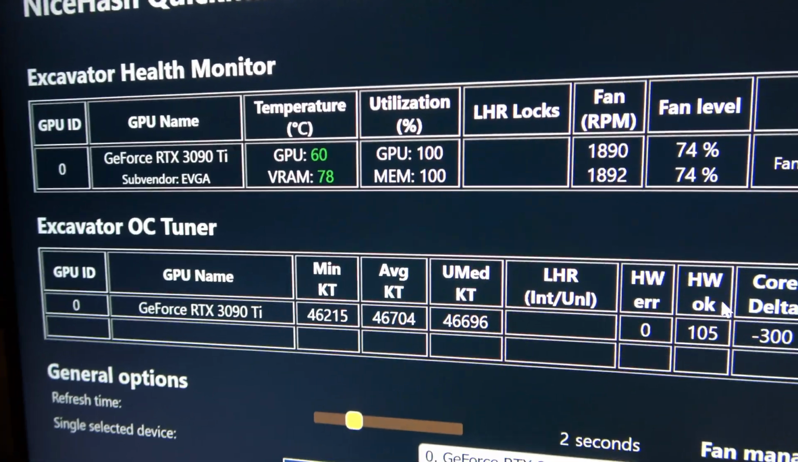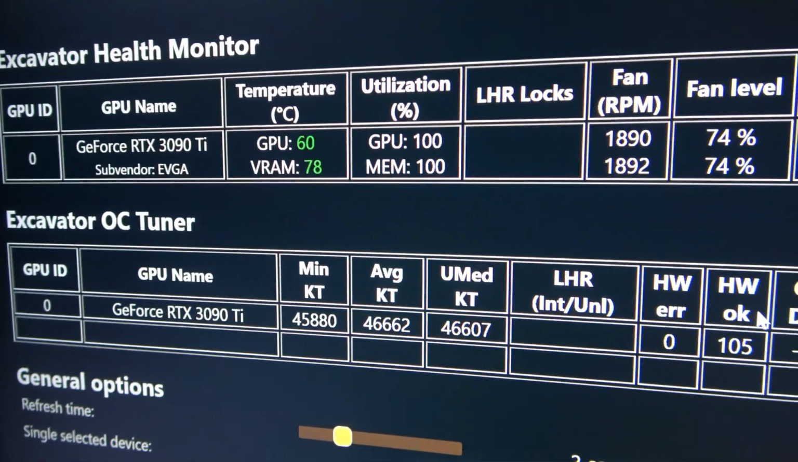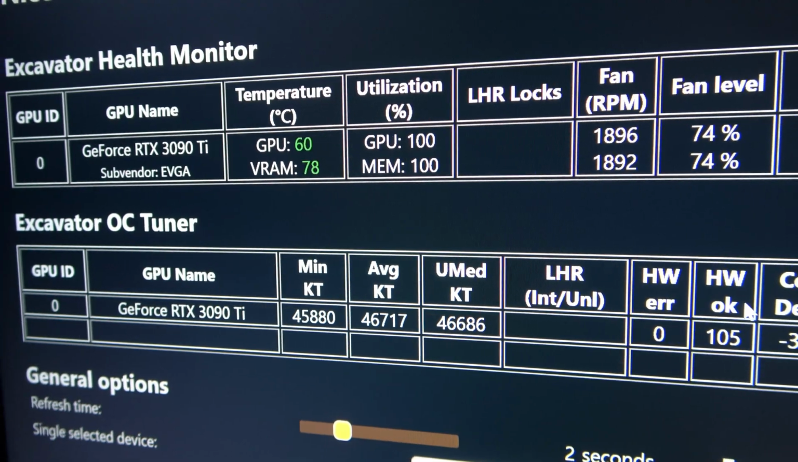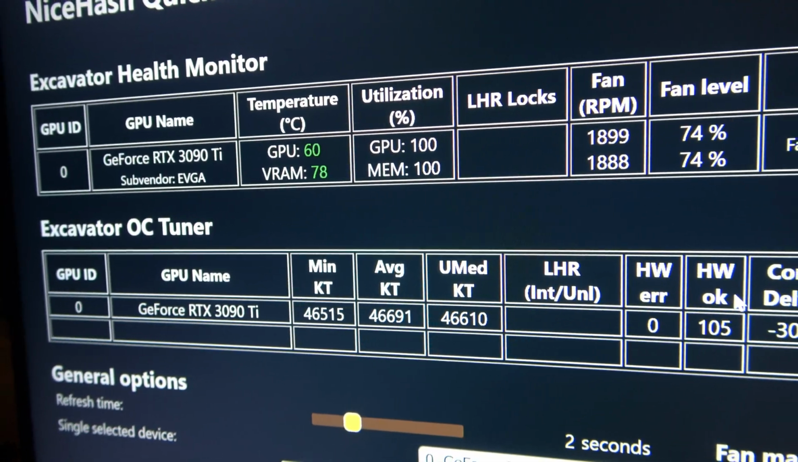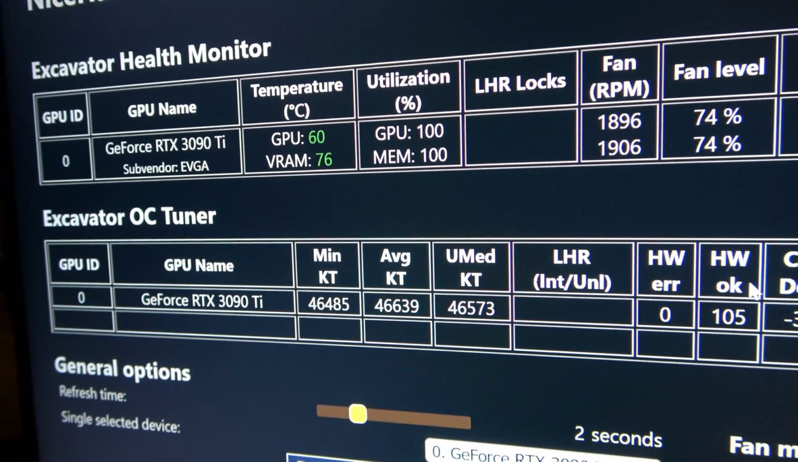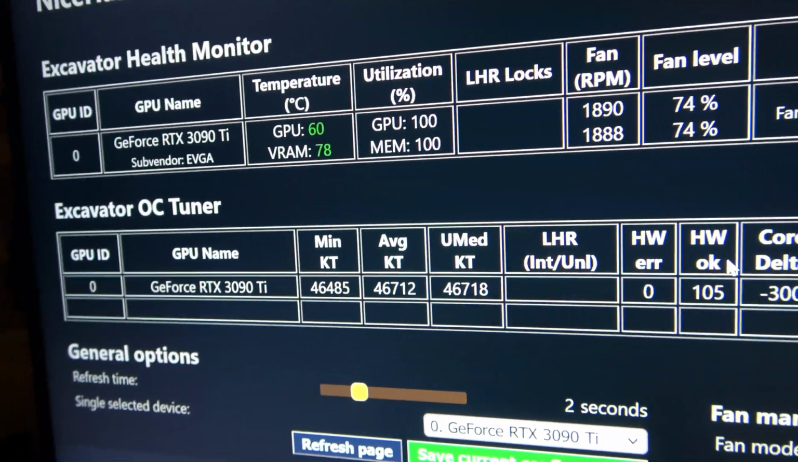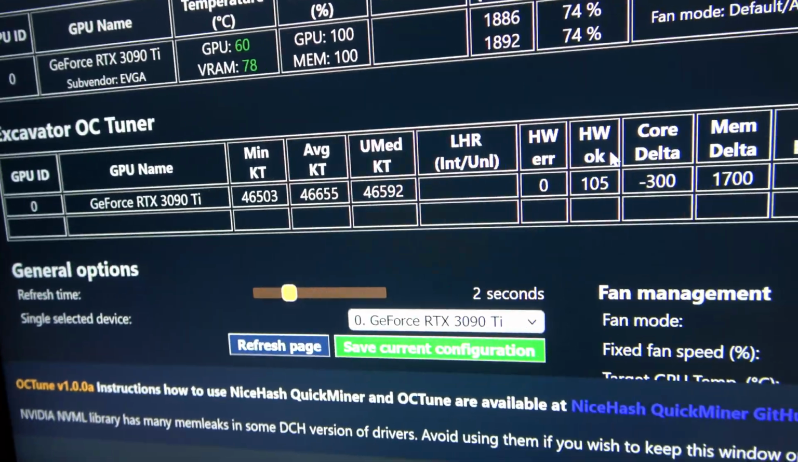So memory temperatures under load, it varies between 76 to 78 to 80 degrees Celsius, and it's actually kind of warm today, so today it's going to be closer to 78 to 80 C, and that's as high as I've ever seen it go. I've never seen it go above 80 degrees Celsius.